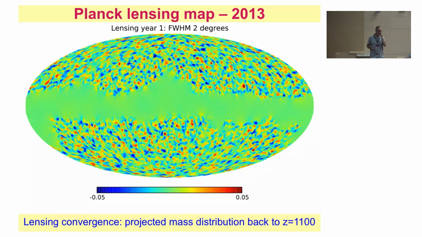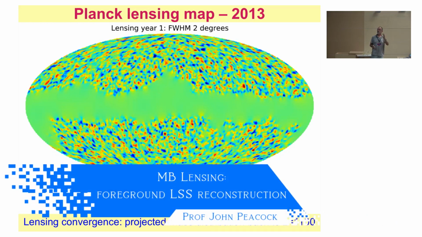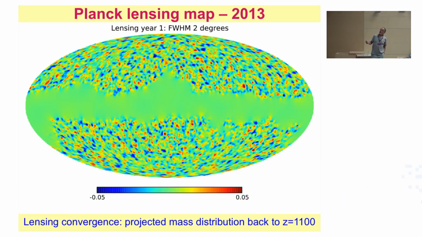So let me show you what it actually looks like when applied to real data. We have been doing this for the best part of a decade, basically, but it's got considerably better because, firstly, Planck year one wasn't the full mission, so the small-scale data were quite heavily noise dominated. Secondly, in 2013, the analysis only used the reconstruction based on the temperature.